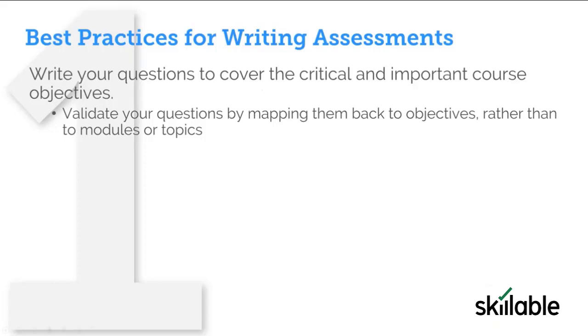So our first best practice is that you would write your questions to cover critical and important course objectives. By that we mean, instead of just saying, hey, the topic that we had in chapter 2, I'm just going to make sure that I cover some of the information, you actually want to go back to chapter 2 or module 2 and look at what the course objectives were, what are the skills that they were trying to attain, and write questions based on those. And then you can go back and validate your questions by mapping them back to the course objectives. You're meeting those specific, important objectives rather than just covering some general ideas.